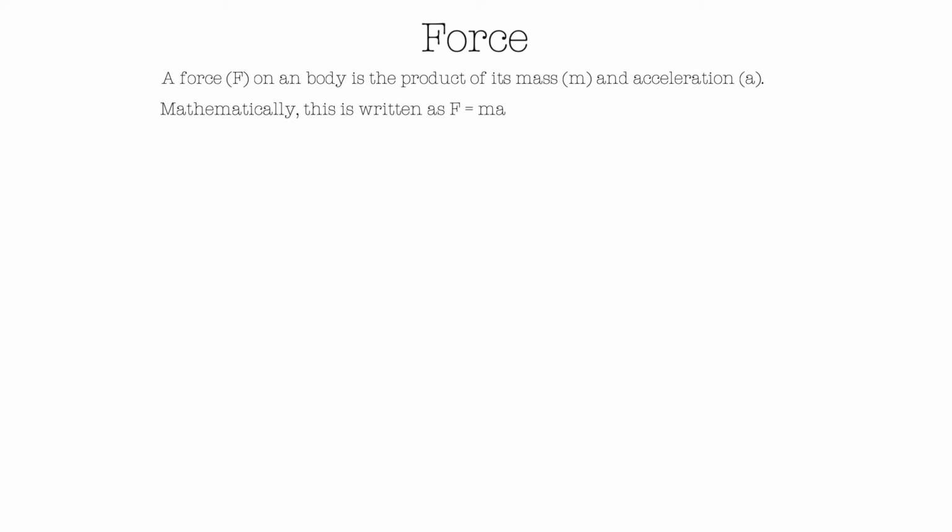In this video, we'll be going through force, mass, and weight. Let's get right into it, beginning with force. We can define a force, F, on a body as a product of its mass and its acceleration. This is where you see the familiar F equals ma, which is Newton's second law of motion. Note that F is a resultant force.